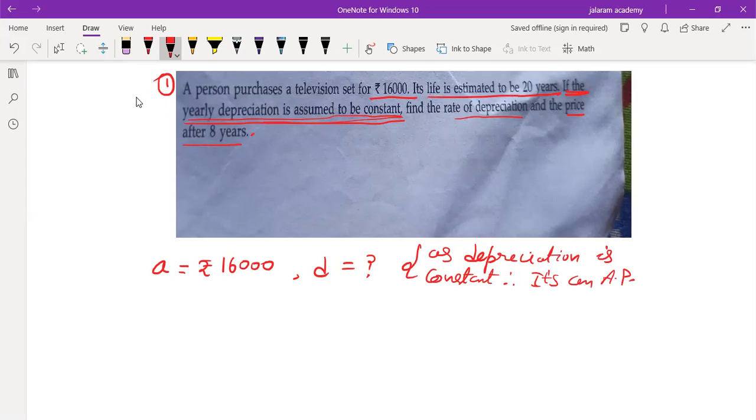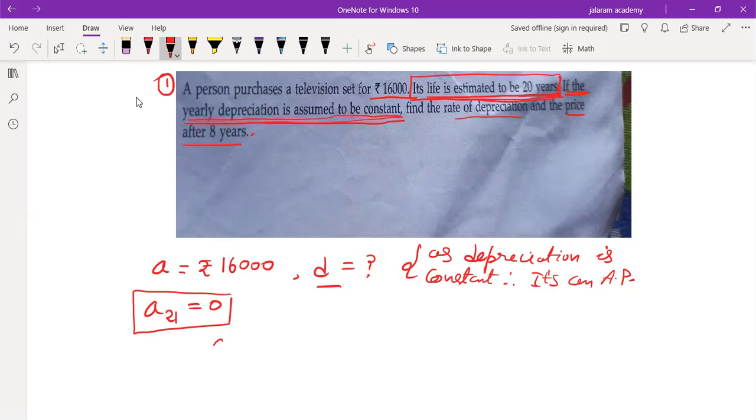Its life is estimated to be 20 years. What does it mean? It means after 20 years, it has some value, but on the 21st year, its cost will become 0. It has some value till 20 years, but on the 21st year of its production, its cost will become 0. So the 21st term is 0 when the first term is 16,000 and depreciation is constant.